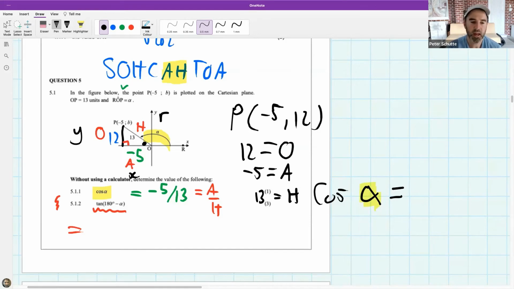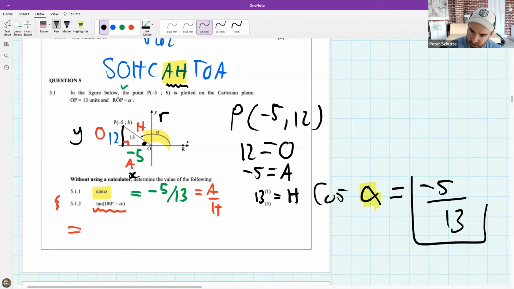Now, I have to evaluate the cos of alpha. If I go back to this thing here, cos is A over H. So what's A? Well, A is minus 5. And what's H in this drawing? H is 13. So we get minus 5 over 13. That's how I got that. All right. So now the second question, and I know we're not perfectly there yet, guys, but we'll just keep practicing this, so don't stress.